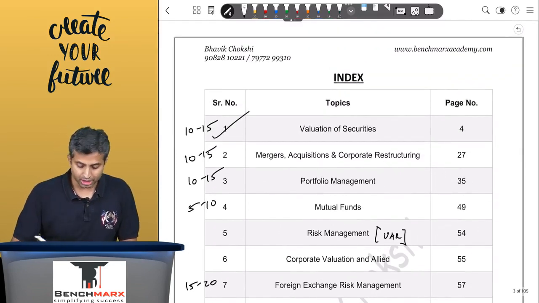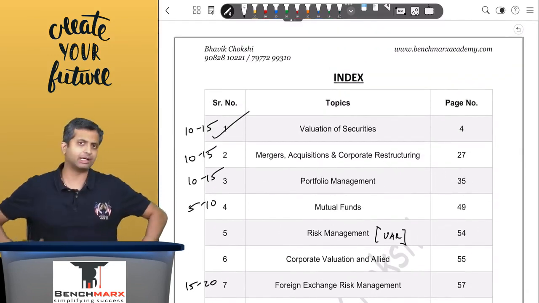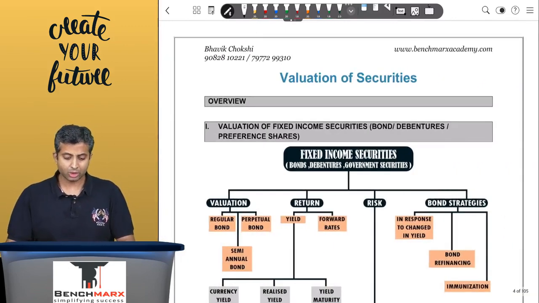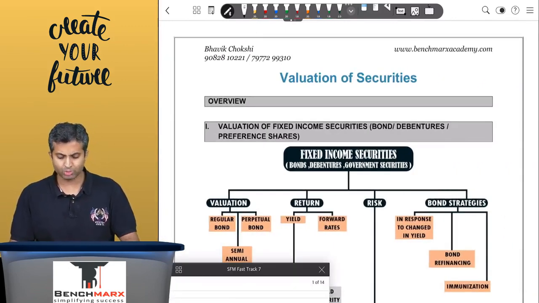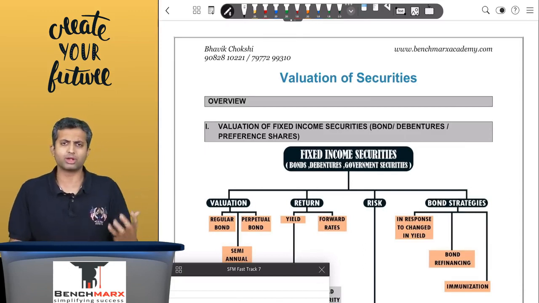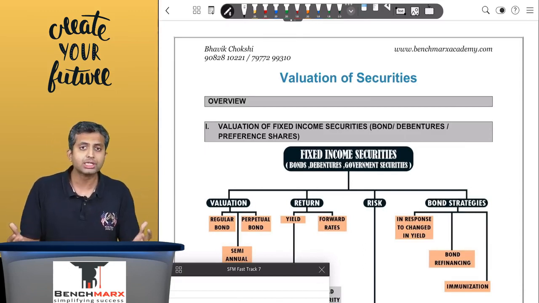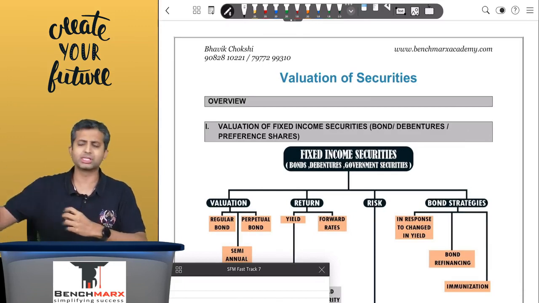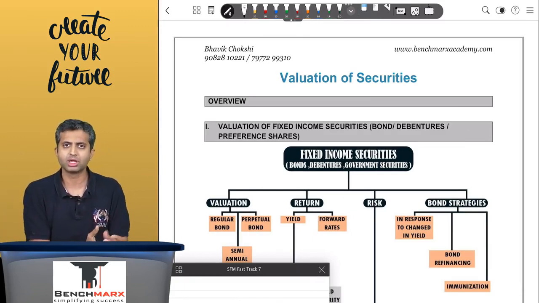So what do we start today? Without doing a lot of back and forth, we will start with the valuation of securities. So within valuation of securities, what do you mean by securities? What are covered within the heading of securities? We will say bonds, that is fixed income instruments. Now you can always say debentures, deposits, all of these are fixed income instruments.